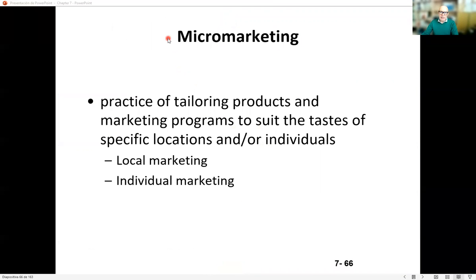Then the fourth targeting strategy is micro-marketing, which is the idea of adapting the products and the marketing offering for the tastes of specific groups of individuals. If it is based on geographics, it is called local marketing. If it is based on other variables of individuals or even targeting individual consumers, this is called individual marketing.